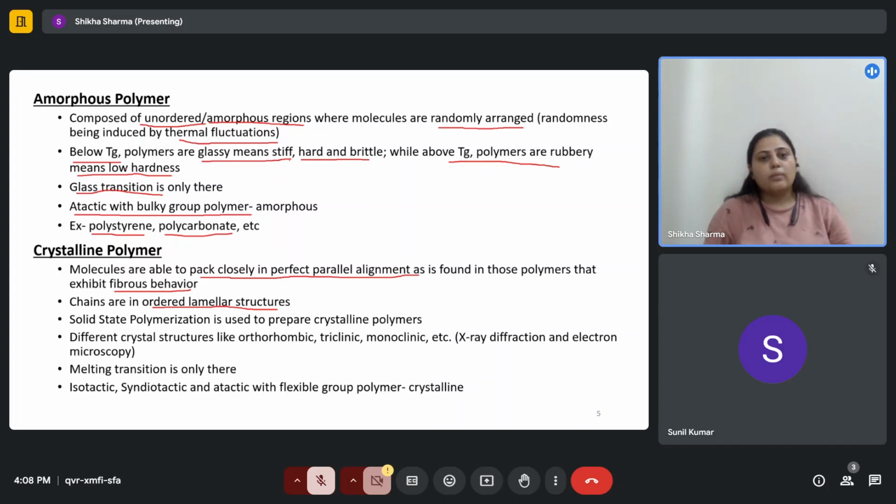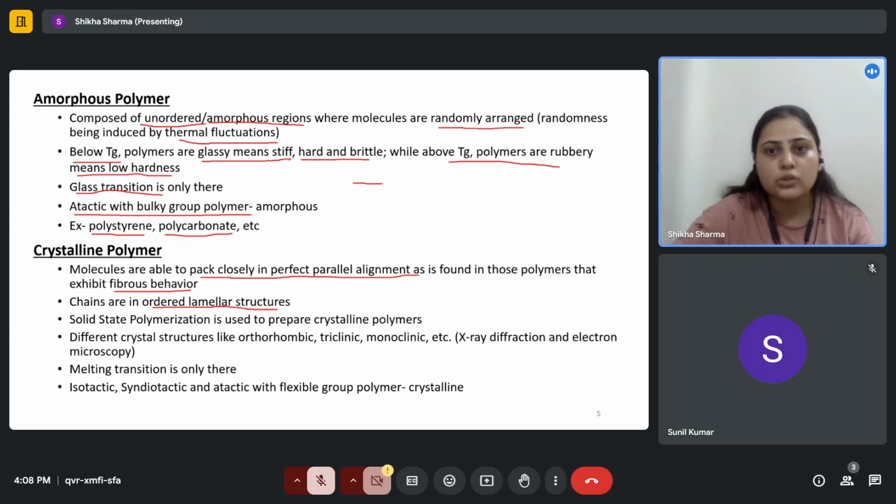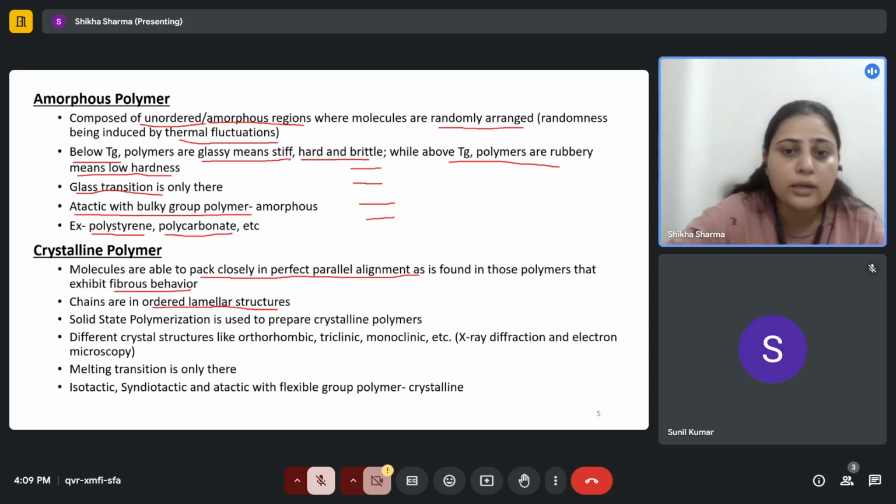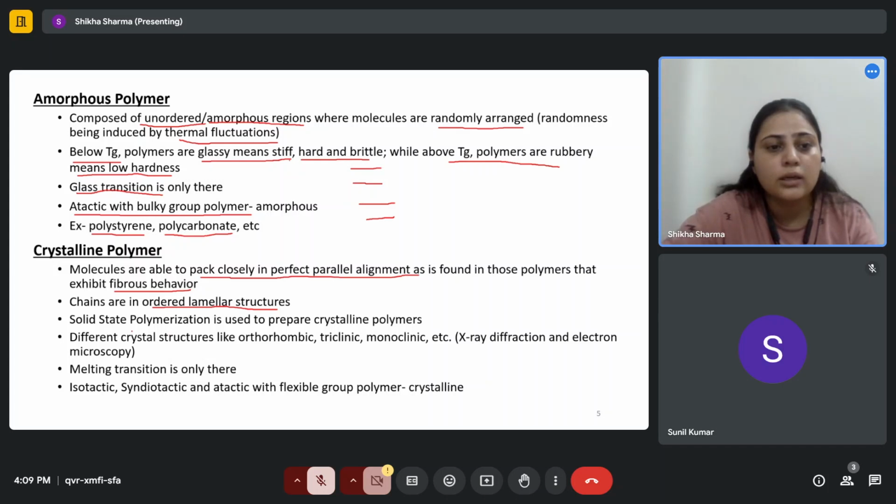Whereas in the crystalline polymers, what happens? They are packed closely, and they have perfect alignment. They are basically arranged in an ordered lamellar structure. They have lamellae in the crystalline polymer, right? So the chain is properly arranged, and 100% crystalline polymers we can achieve from the solid state polymerization method. So we are just discussing the basic concept of the crystalline polymer.